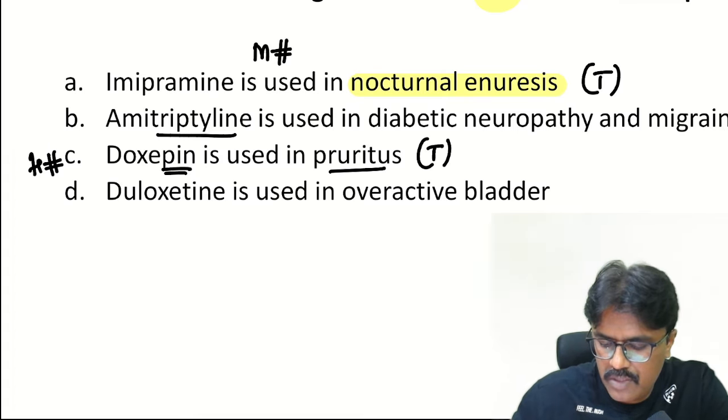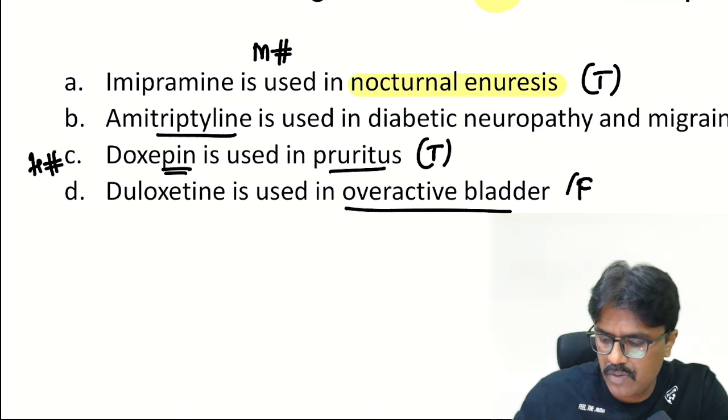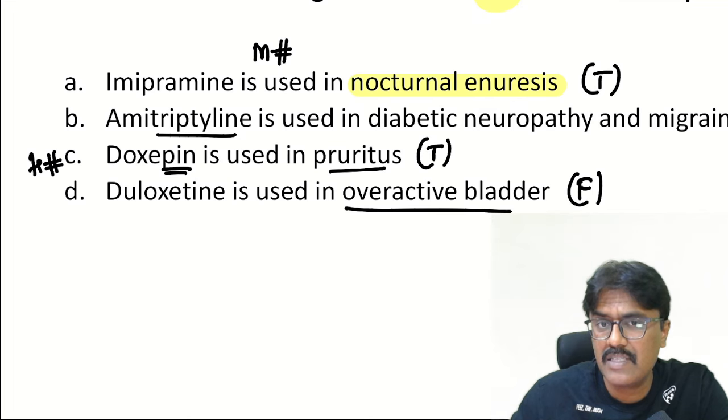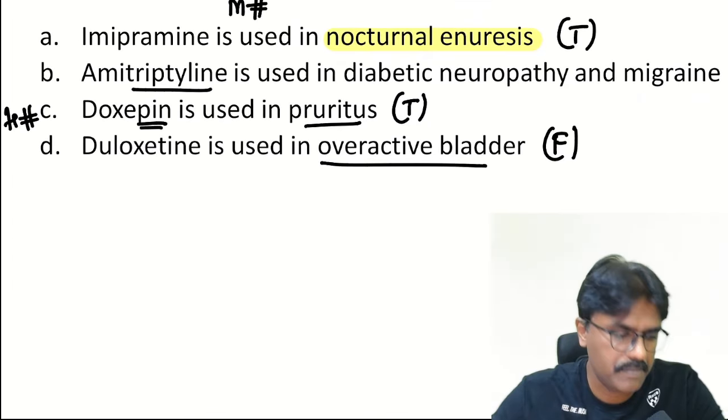Then duloxetine is used in overactive bladder. That's a false statement. Duloxetine is used for stress urinary incontinence, not for overactive bladder. So option D is false.